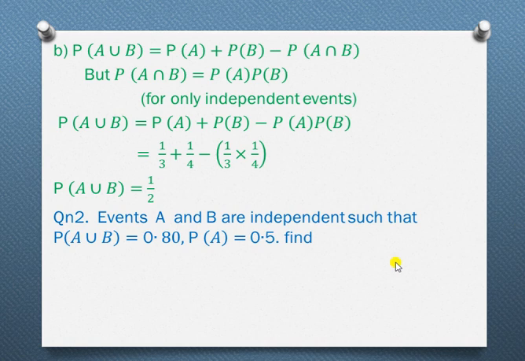Let's look at example number 2. They're saying events A and B are independent, such that probability of A union B is equal to 0.80 and probability of A is equal to 0.5. Find Roman 1, probability of B; Roman 2, probability of A complement intersection B; Roman 3, probability of A complement union B. And I think we can now go to the solution.